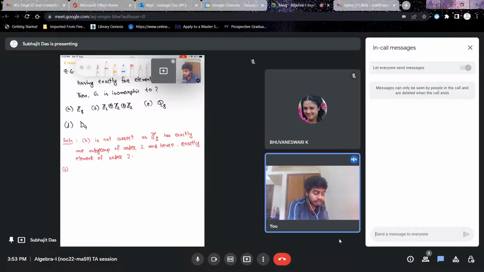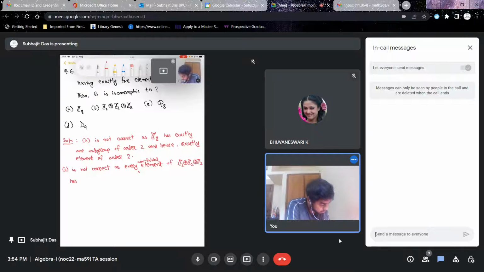Let's look at Z2 direct sum Z2 direct sum Z2. Again, this is not correct. So B is not correct. Why? Simply because every element in this direct sum has order 2 except the identity element, which is order 1. So every non-trivial element of this group has order 2.